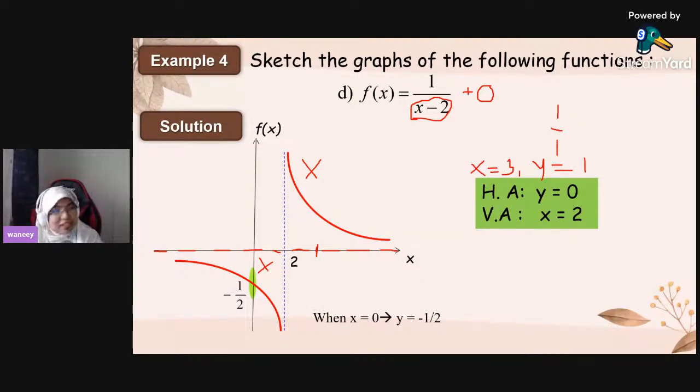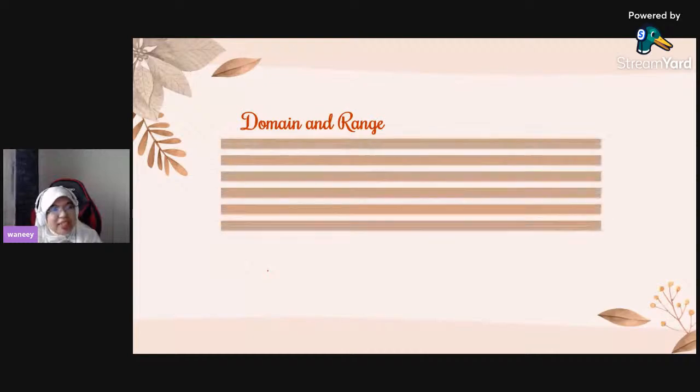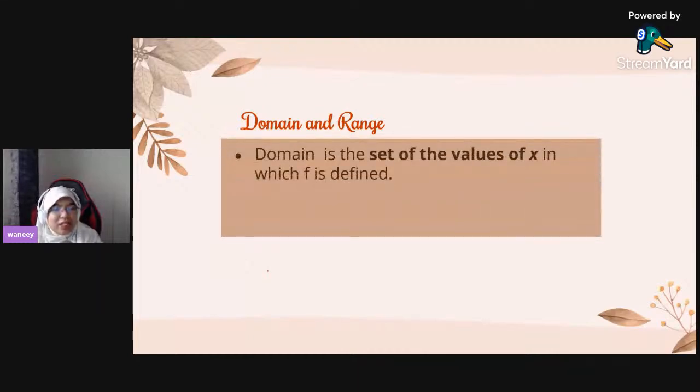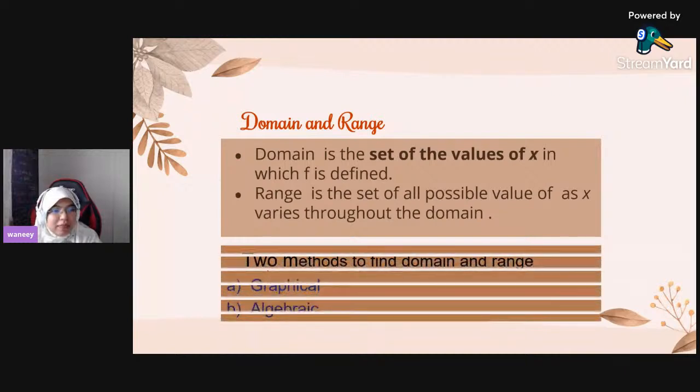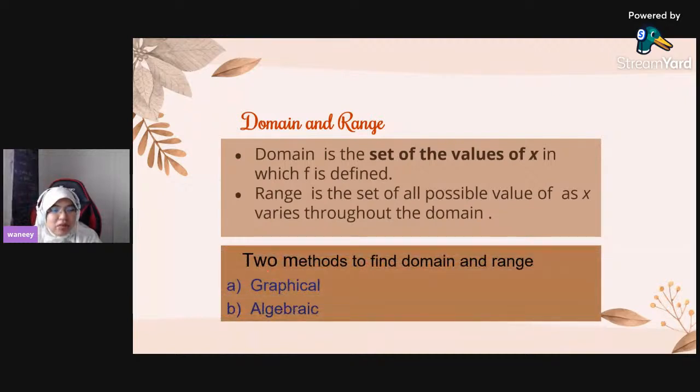Okay, next. Domain and range. Okay, so domain is the set for the value of x. And then range is the value of y. So domain is the value of x, range is the value of y. Okay, so two methods to find the domain and range. So you can actually do the graphical method where you must draw the graph first to find the domain and the range. The second one is by using algebraic method.